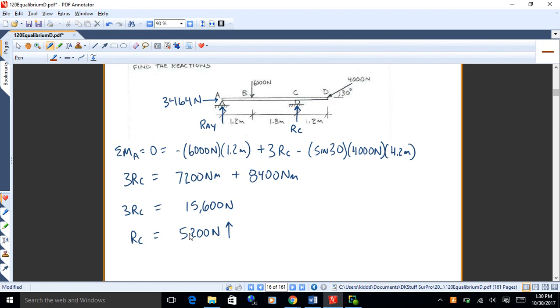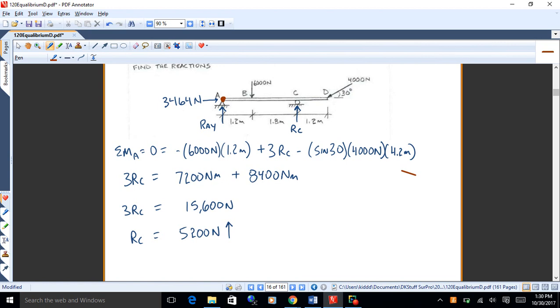So I'm taking moments about A. Being as I'm taking moments about A, I don't have to include any of the forces that act through A, because they zero out. They've got 0 moment arms. So I get 6,000 times 1.2, which is clockwise, so it gets a negative.